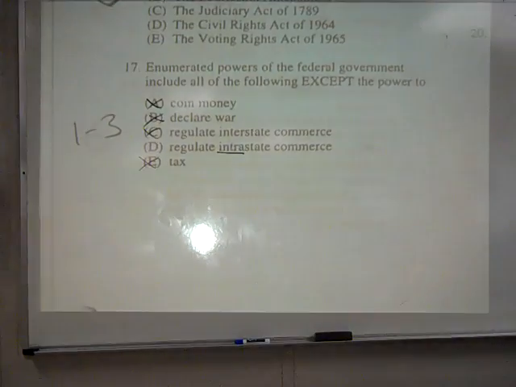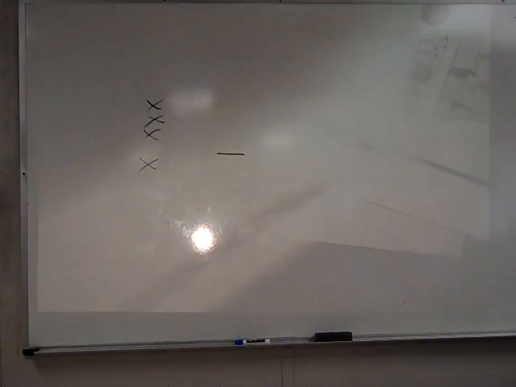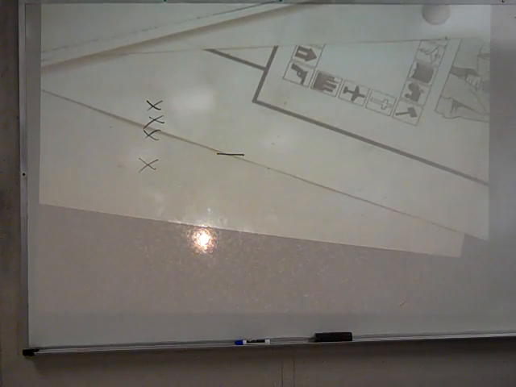If we don't find a question about the weaknesses of the Articles of Confederation, we need to make sure to talk about them before we go. I bet we find one.